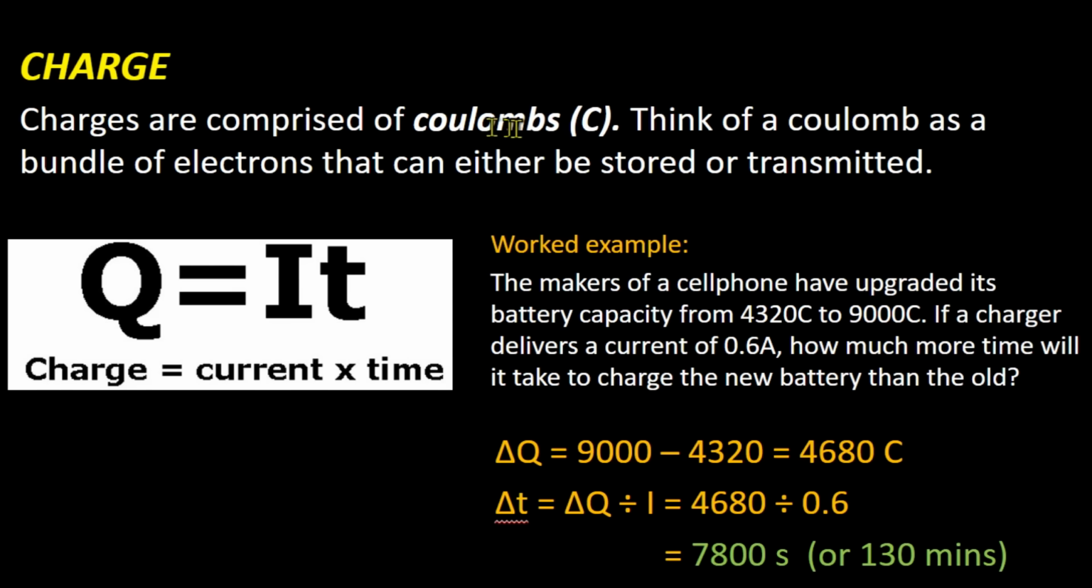Charge is measured in coulombs. Think of a coulomb as a bundle of electrons that can either be stored or transmitted. The formula for charge is Q equals I T, where Q is charge, I is current, and T is time. A worked example is shown here.